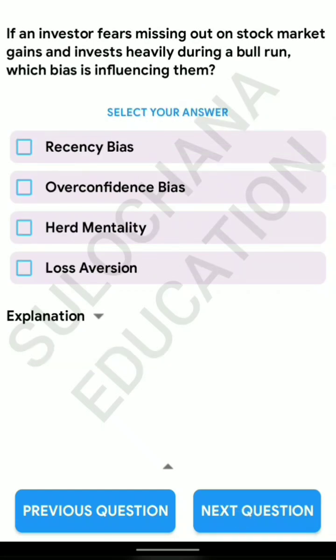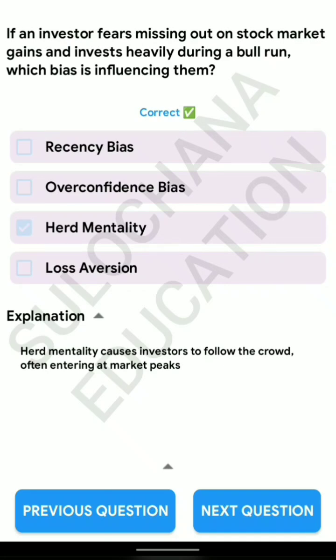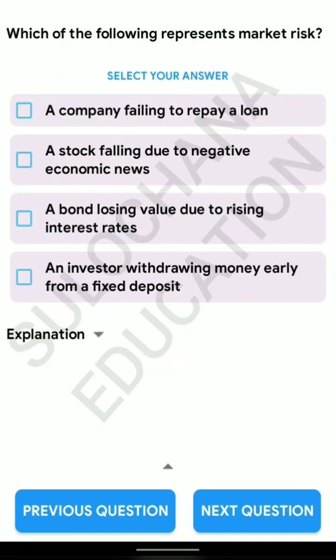If an investor fears missing out on stock market gains and invests heavily during a bull run, which bias is influencing them? Options are, and the correct answer is C. Herd mentality causes investors to follow the crowd, often entering at market peaks.